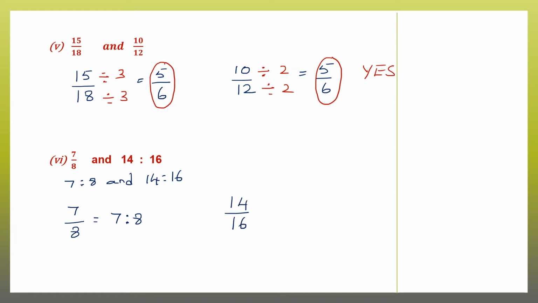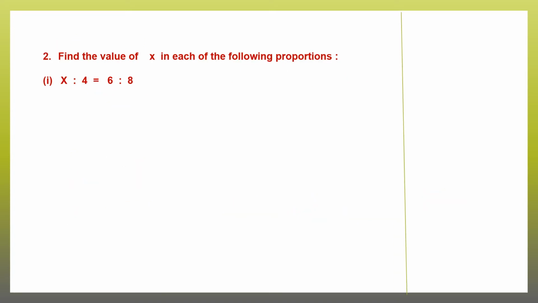14/16. The common factor here is 2. I can divide both by 2. Now what do I get? 2 7s are 14 and 2 8s are 16. As the ratio, it is 7:8. So the first one is 7:8 and the second one is also 7:8. So do these two ratios form a proportion? Yes, they form a proportion.